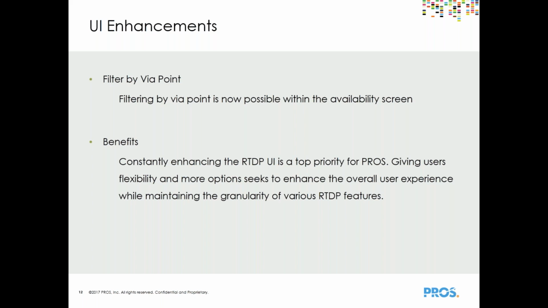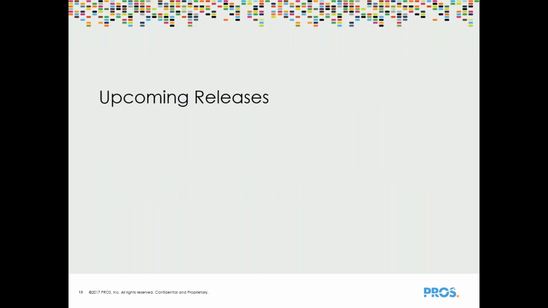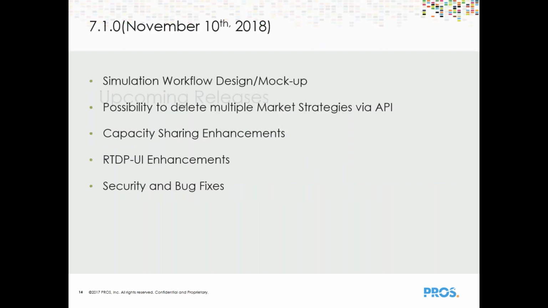Now, moving beyond RTDP 7.0, I do also want to talk about the upcoming releases, with the first being RTDP 7.1. Our 7.1 release is currently targeted for November 10th, 2018. Now, we've received a lot of feedback from our users, and we really will be taking this feedback into account for the simulation design process.